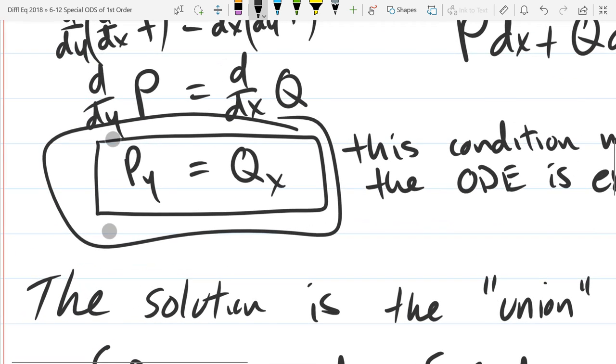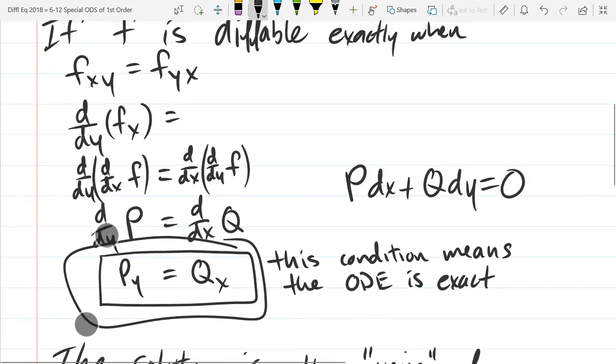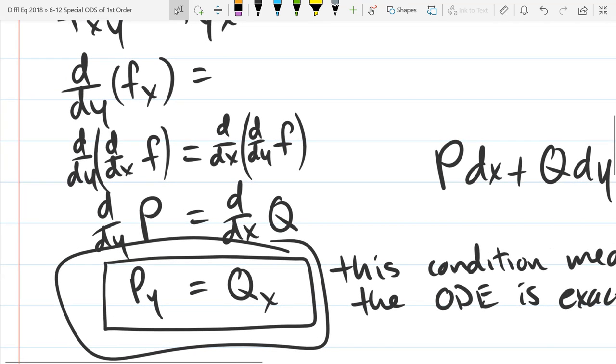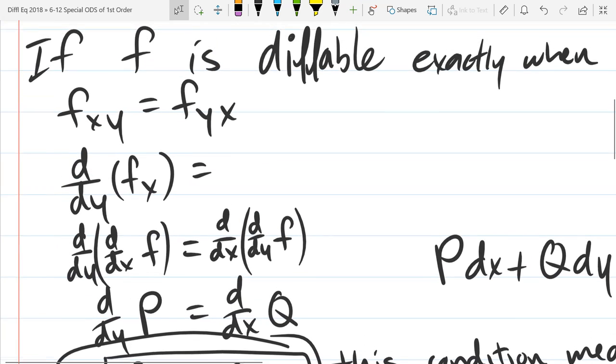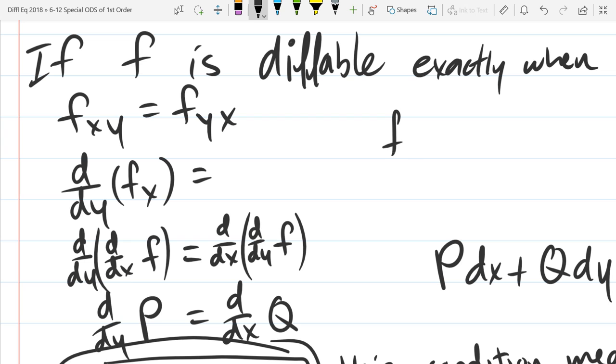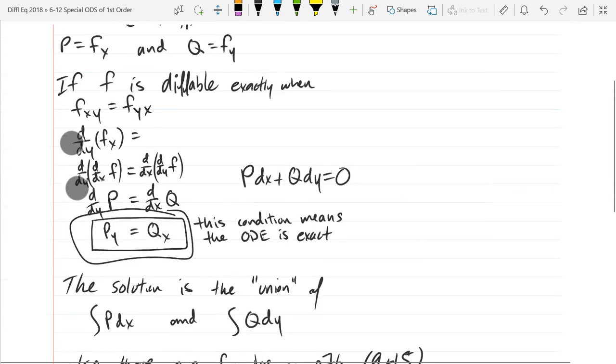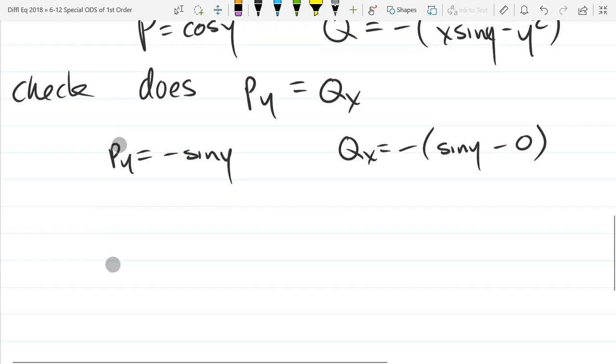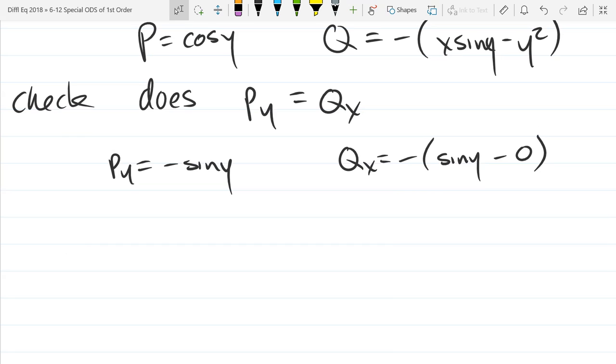So yeah, if I chose the wrong partial derivatives, I would basically be finding that fyy equals fxx, which is not exact. So it's super important you take the right derivatives, and when we take antiderivatives, it's of the other variable. All right, so is this exact? Yep, we got these two match. So this is exact.